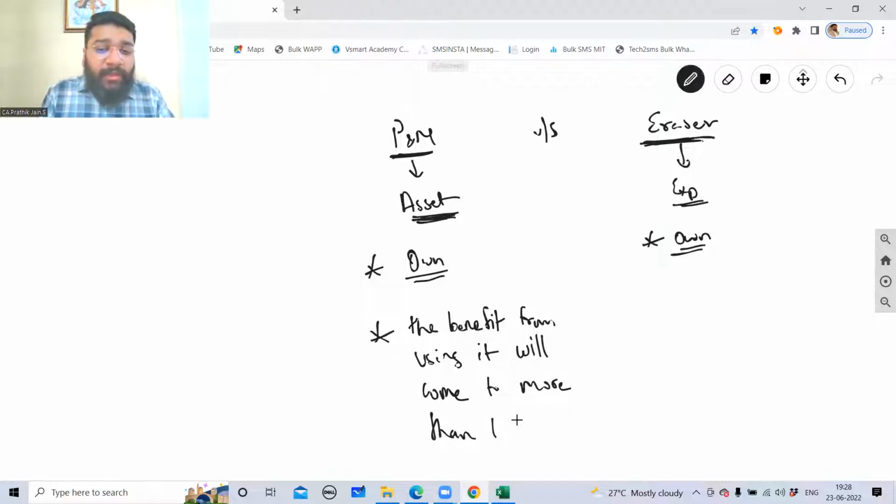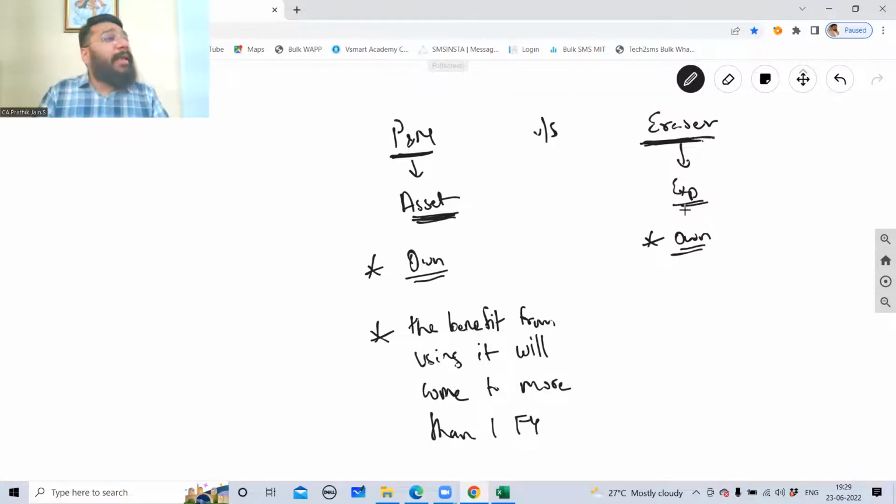More than one financial year. FY stands for financial year. Which means what? If I buy a plant and machinery, can I say I'll be using it for more than 1 year? At the end of the current year, will I throw it off? Will I sell it? Or will the plant and machinery automatically die? Not possible. So here the benefit is coming from more than one financial year.